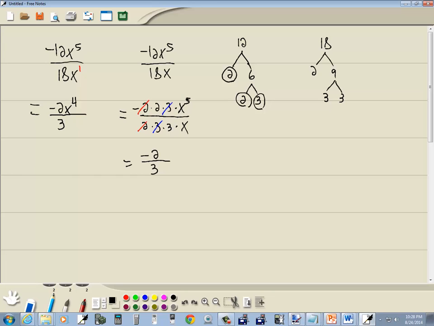Okay, now let's handle the x's. Again, same idea as what we did in the first attempt. If you have x, that's like x to the first. Subtract the smaller exponent from the larger one. 5 minus 1 is 4, so we'll have x to the fourth where our larger exponent was, which was on top. And that gives us our answer.